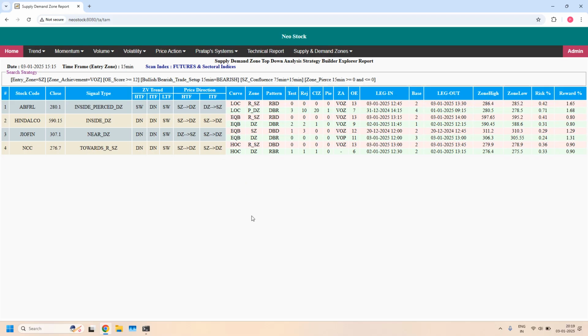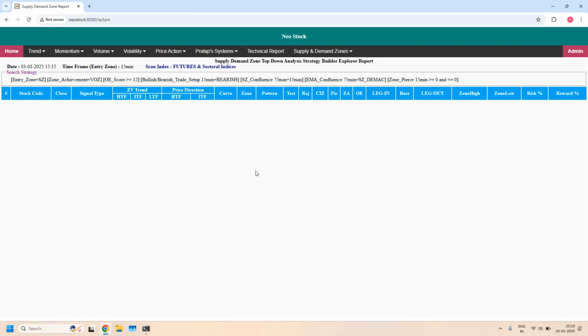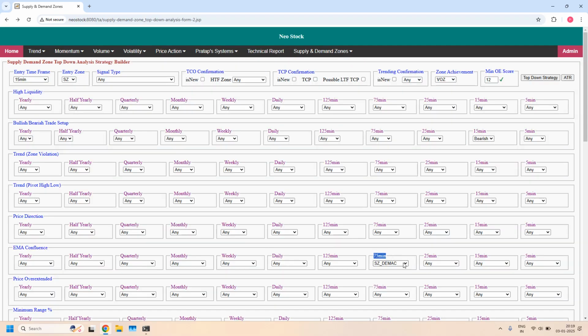If any of these 75-minute supply zones are having daily EMA, those stocks are even more high probability trade setup supported stocks. Let us verify. In the EMA confluence, at 75 minutes time frame, 75-minute supply zone having daily EMA confluence. So we don't have any EMA confluence supported stocks based on LTF and ITF. Now let us look for LTF, ITF and HTF supply zone confluence. I am removing the EMA filter here.